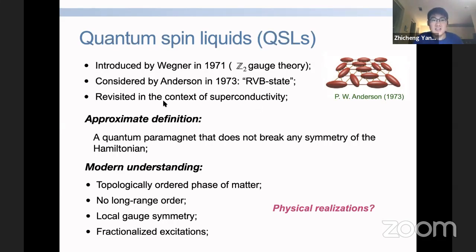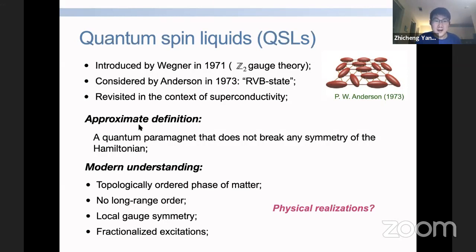Later in the 1980s, it was revisited in the context of high temperature superconductivity. At first glance, an approximate definition of quantum spin liquids is that it is a quantum paramagnet that does not break any symmetry of the underlying Hamiltonian. So really it's a phenomenological description that the system does not order even down to zero temperature.